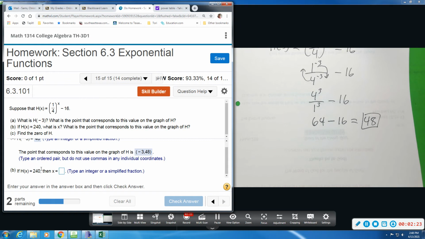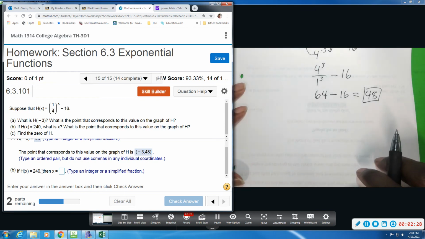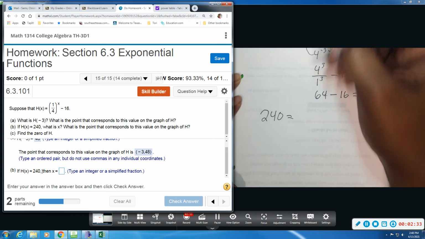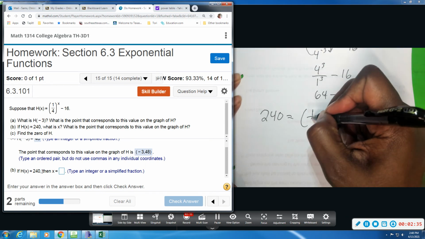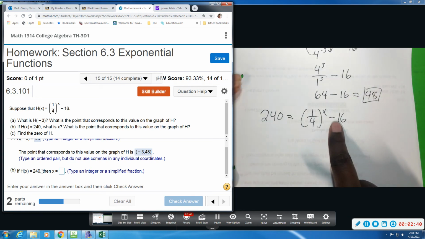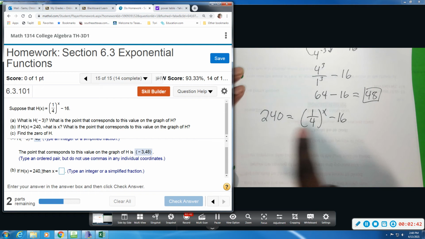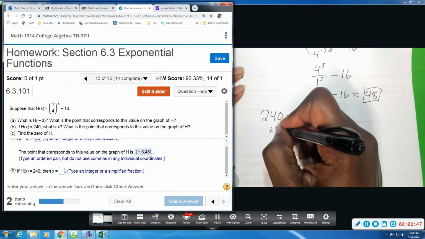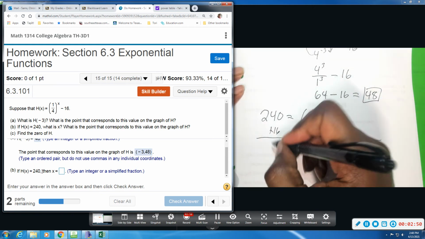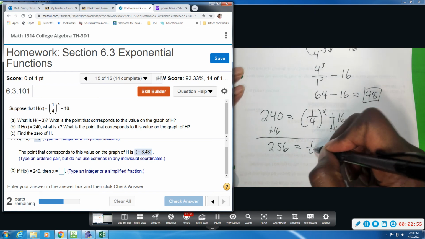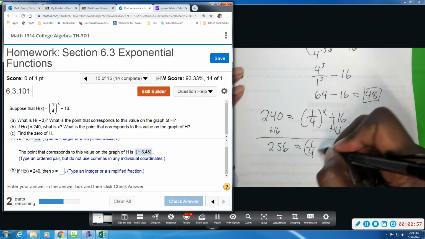So the next one, we're now given 240, and we're going to find x. Same idea. We're given 240 as a y value equals that equation, which is (1/4) raised to the x minus 16. So to solve this, we're going to add 16 to both sides first. So I add 16, and we get 256 equals (1/4) raised to the x power.